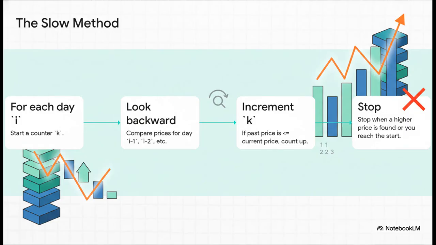All right, so the first thought, the totally obvious way to solve this, is to just do exactly what we just did, but with code. For every single day, you tell the computer, start a counter. Now loop backwards, day by day, and keep counting until you hit a price that's higher. It makes perfect sense, right? It's logical, it's intuitive, and hey, it'll get you the correct answer. But, and this is a big but, there's a huge catch.